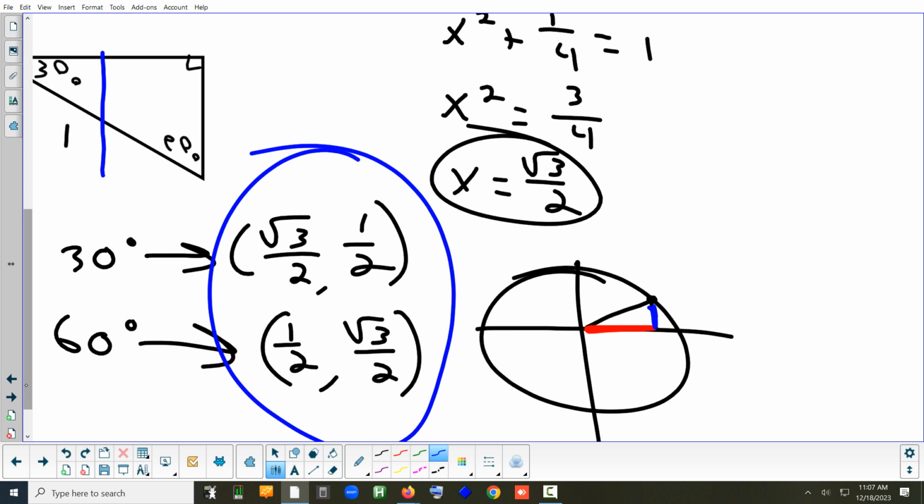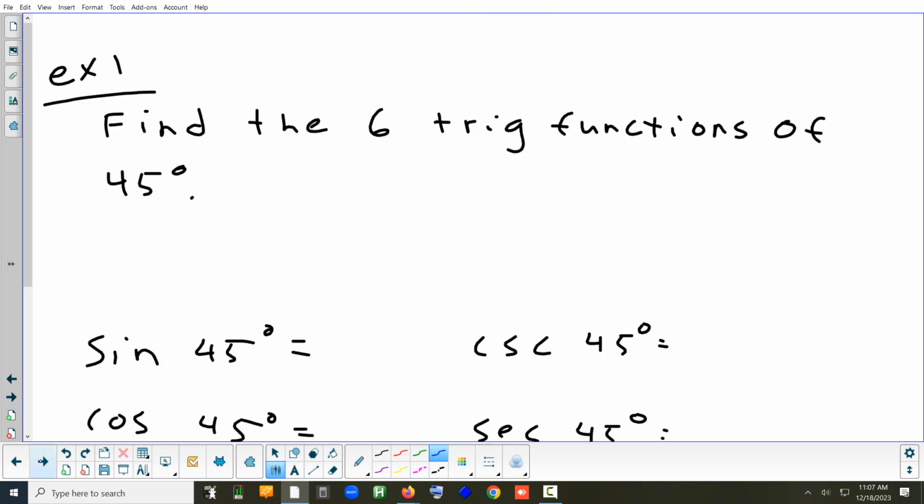Okay. And now that we've got those coordinates, I don't want to go through and find them again. I just want to remember those numbers. So let's try. Let's find the 6 trig functions of 45 degrees. If we're going to use the unit circle, what's the first thing you always have to know about an angle to do unit circle trig? Yeah, you got to know the coordinate. So hopefully we just get this from memory. What's the coordinate for 45? Square root of 2 over 2, comma.